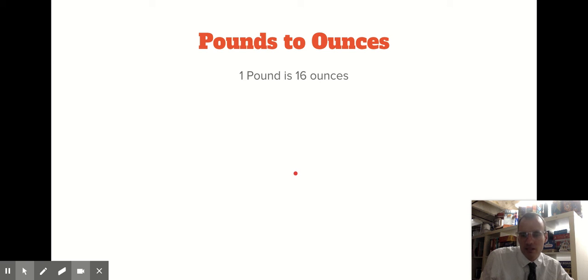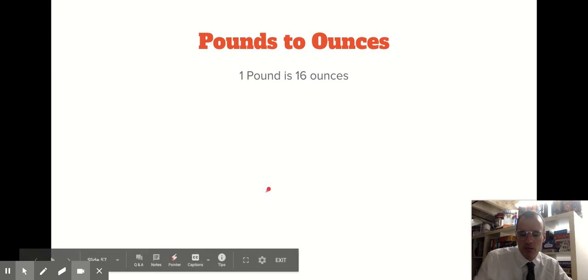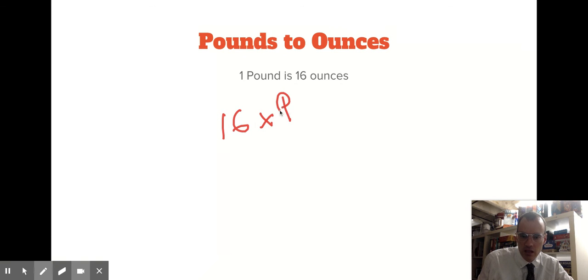1 pound is 16 ounces. This one I have never been able to memorize, but that's pretty straightforward. You got 16, that's your times number. 16 times your pounds will give you your ounces, right?